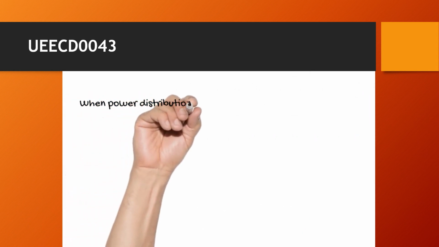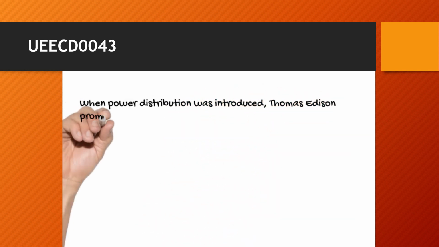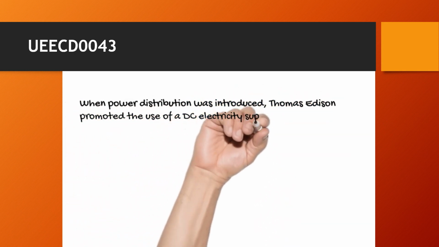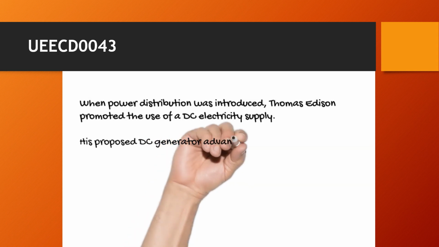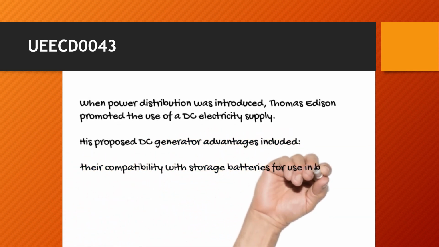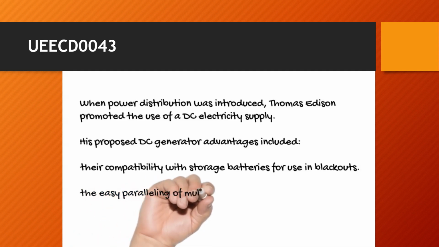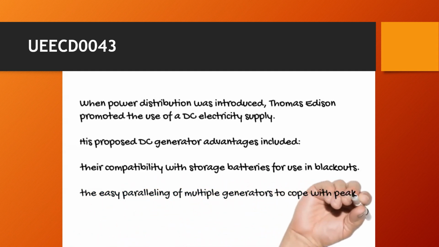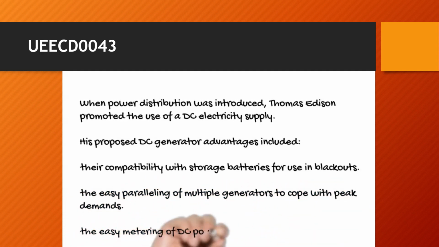When power distribution was introduced, Thomas Edison promoted the use of DC electricity supply. His proposed DC generator advantages included their compatibility with storage batteries for use in blackouts, the easy paralleling of multiple generators to cope with peak demands, and the easy metering of DC power consumption.